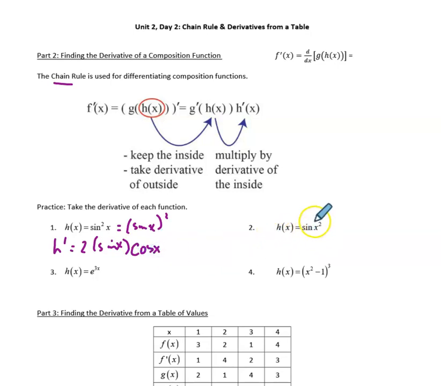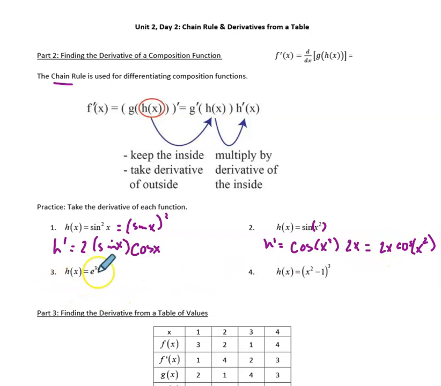In number two, recall that your inside function is x squared. So when I get h prime, I need to take the derivative of sine, which is cosine, leaving my inside function intact, and then multiply by the derivative of that inside function, which is 2x. And of course, I can clean this up and write it as 2x times the cosine of x squared just to get my coefficient out in front. Doesn't matter if you do that, I just wanted to point it out.